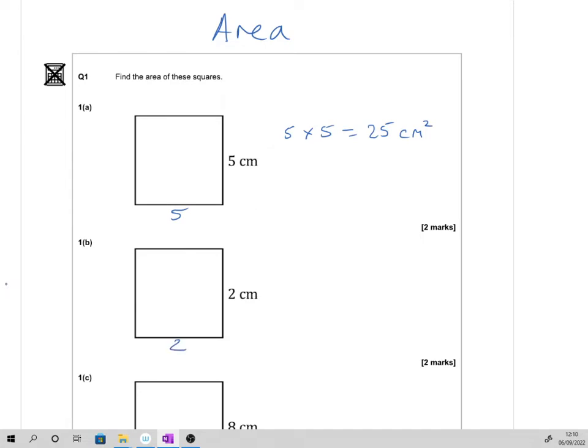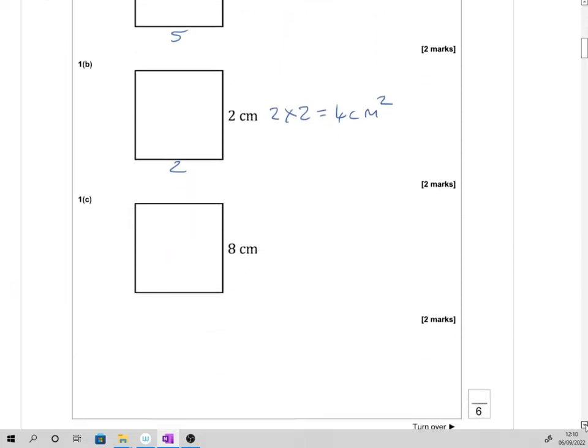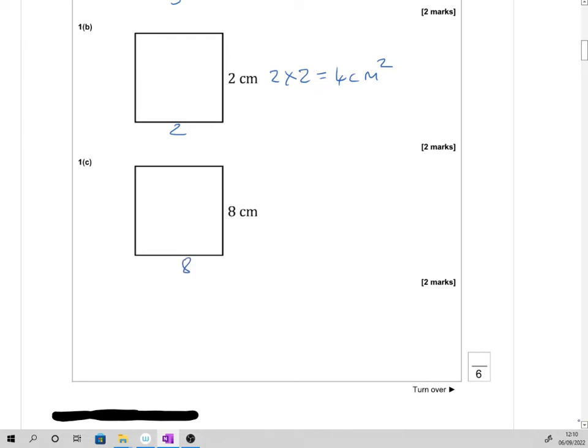So this one is going to be 2 times 2, which is 4 centimeters squared. Don't forget the units. 8 times 8, which is 64 centimeters squared.